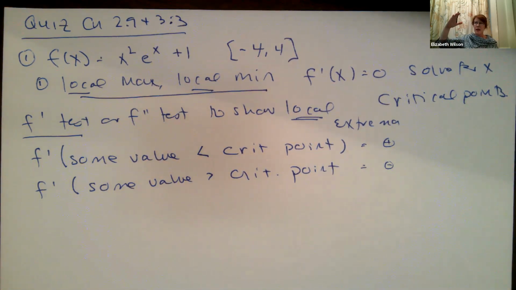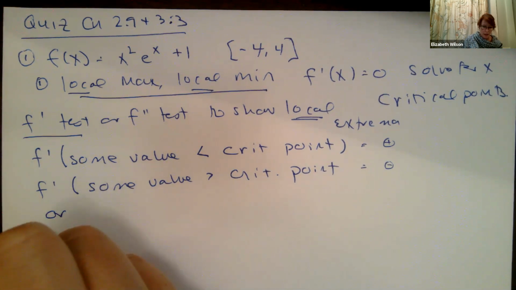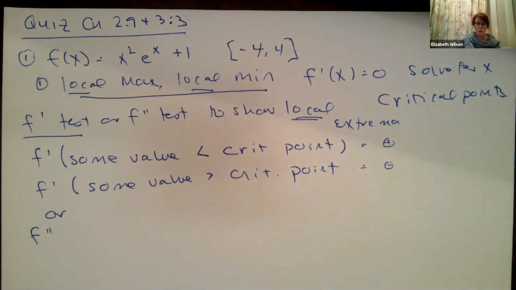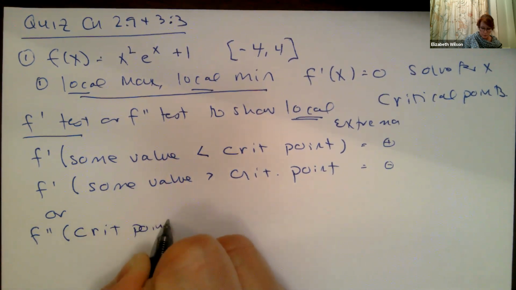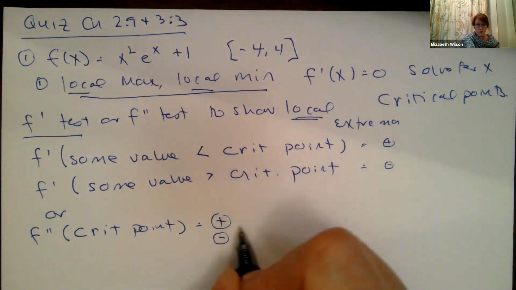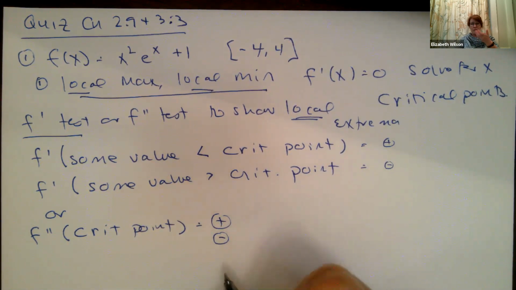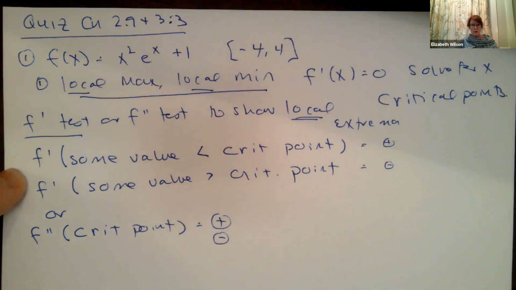If it's positive heading towards it and negative afterwards, that means my function is going from increasing to decreasing, so I'm dealing with a max. Or I do the second derivative test on the critical point, and I get positive or negative. One is concave up, one is concave down. If it's concave up, I'm dealing with a min. If it's concave down, I'm dealing with a max. Both of these are totally fine, but you have to specify what you're doing.